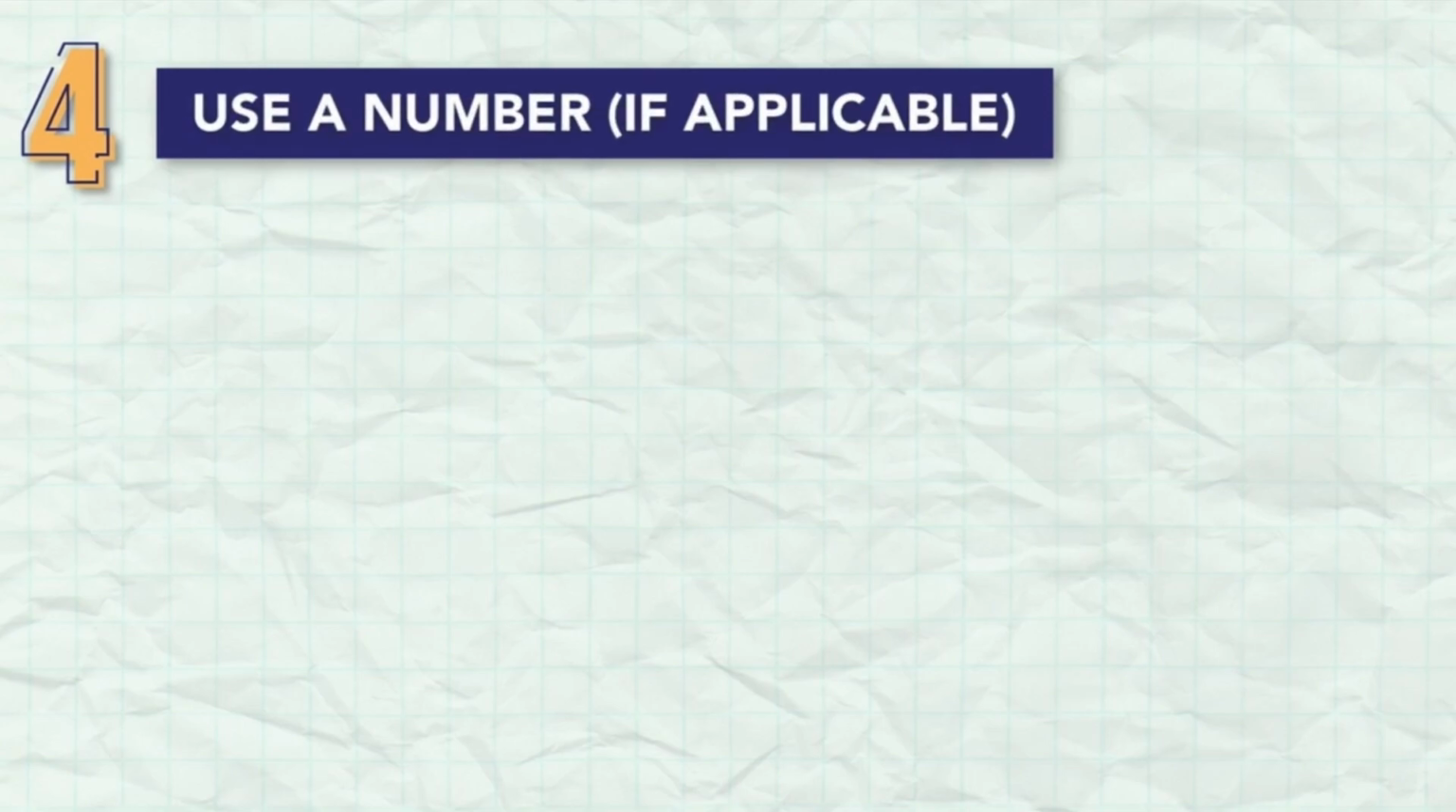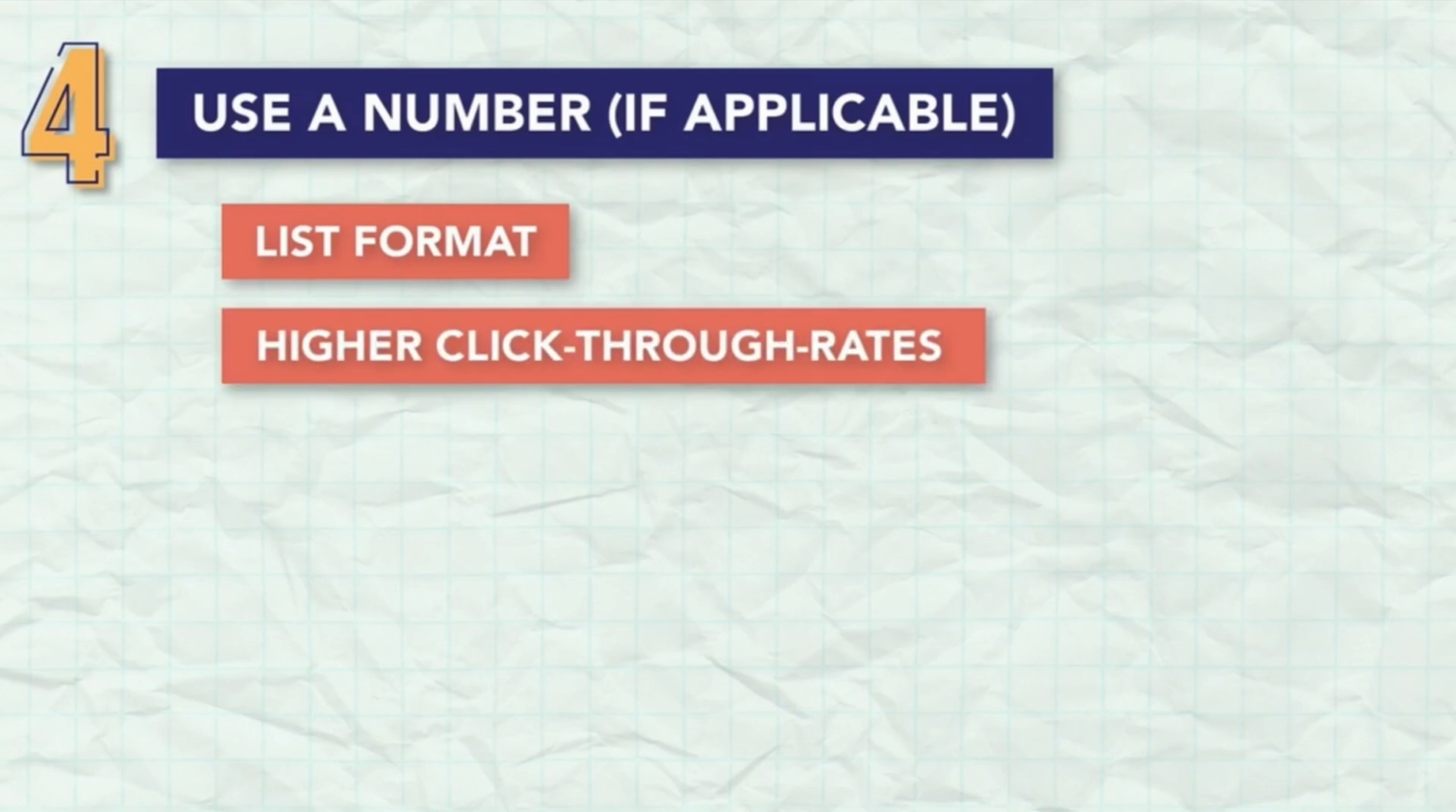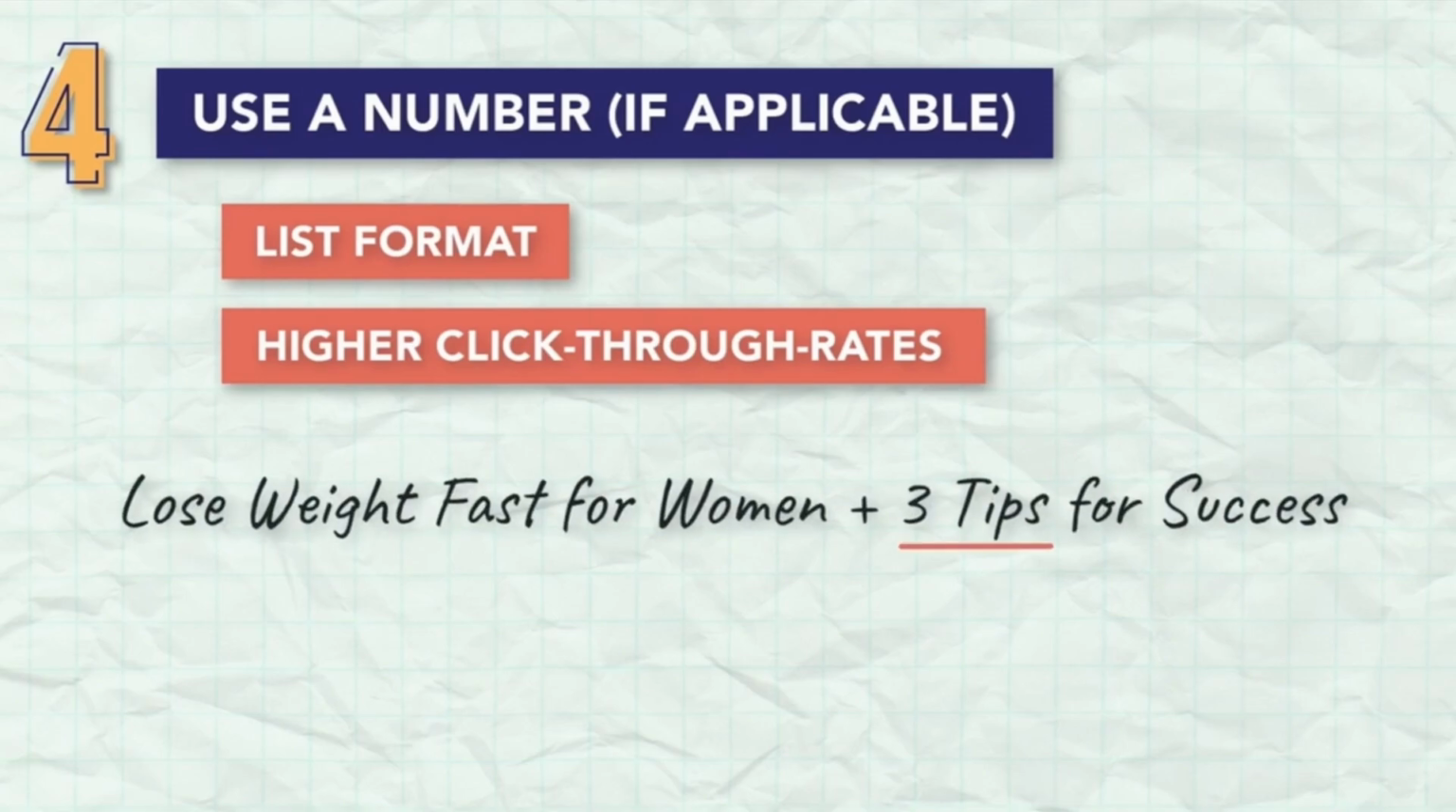Number 4 is to consider using a number in your title if it's appropriate. Anytime that you have an article that's in a list format with the top 10 things or the 17 tips or whatever, you should mention that in the title. There are some statistics out there that I cannot quote right now that say that headlines are more clickable with numbers defining the content. Sometimes you can even throw a number in there even if the main part of your content isn't a list, like how to lose weight fast for women plus the 3 tips for success. Now, if you don't have a list or if this doesn't apply, don't worry about this one.